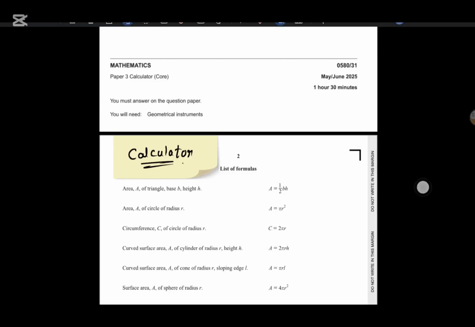Hello everyone. In this video, I am going to explain Cambridge IGCSE Mathematics Paper 3 Calculator Core Paper 058031 May June 2025. So let me start.